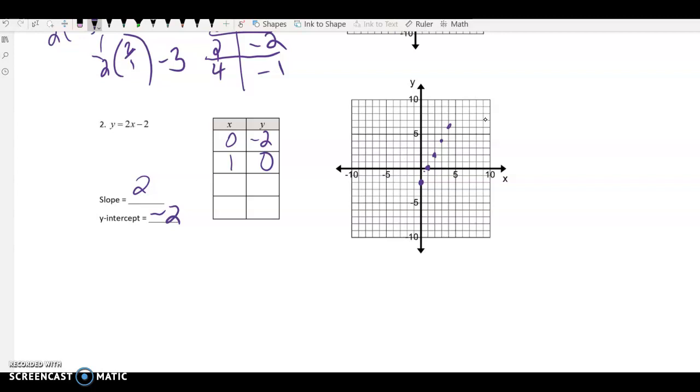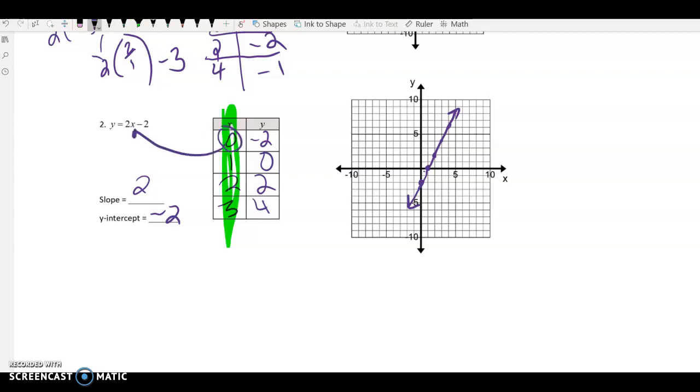I see another point at 2, 2. I see another point at 3, 4, right? You should be able to now take your line, make your line. Ms. Dursky, but what did we do a couple weeks ago when we were going over this? We put these x values into the equation and end up getting the y. So watch what ends up happening.